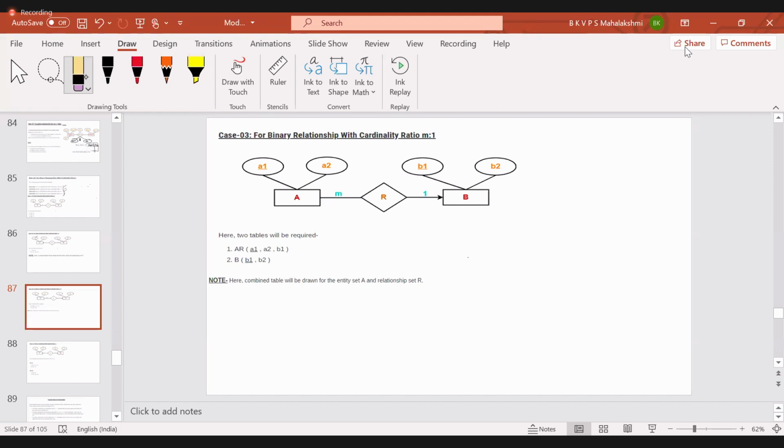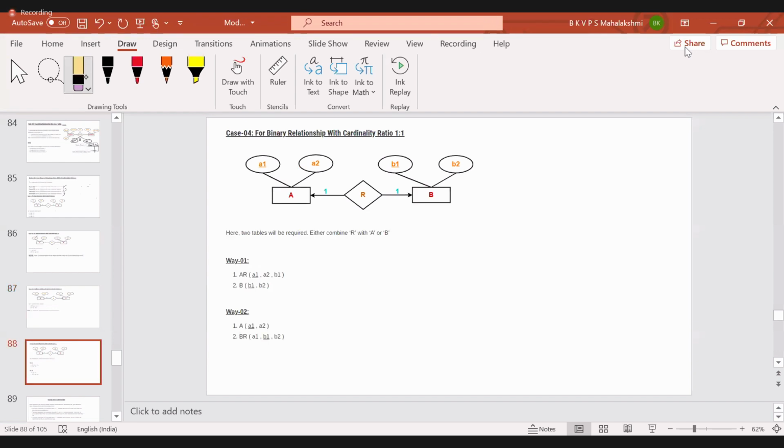Before I ask you to do something, at first I have to tell you how to convert whatever sample you have designed into the tables. You have to know how to convert it into tables. So this is the concept. It will be helpful to you even for your other projects in the 4th year, and for internships also. So this is 1:1.